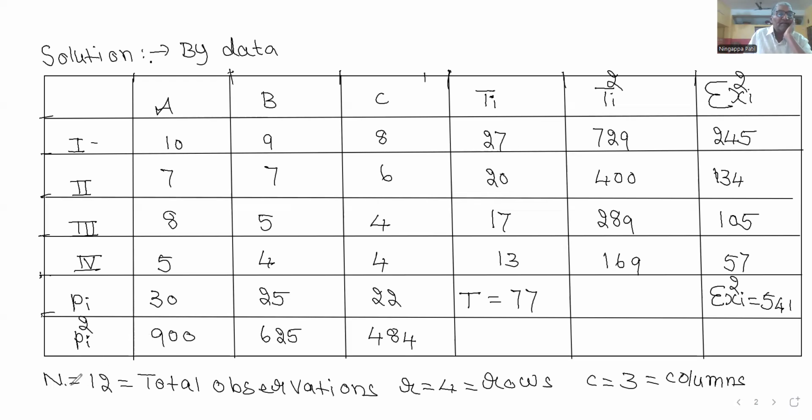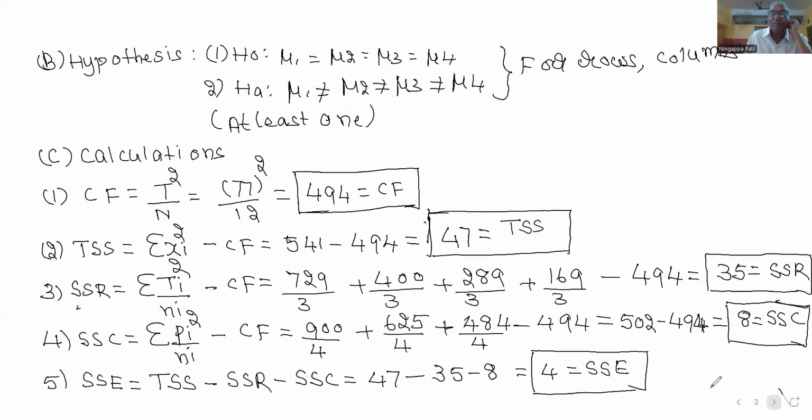My dear students, N, look here, total observations. Look here, 1, 2, 3. And look here, 1, 2, 3, 4. 4 into 3, 12 total observations. And the rows, look here, the 1st row, 2nd row, third row, fourth row, so R equals 4 rows. And C is the column. Look here, 1st column, second column, third column, and C equals 3 columns. Okay, now this completes the table.